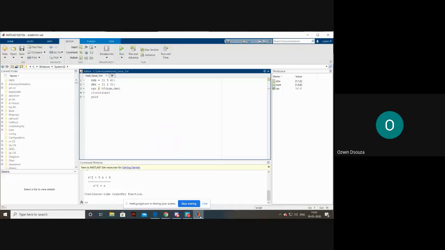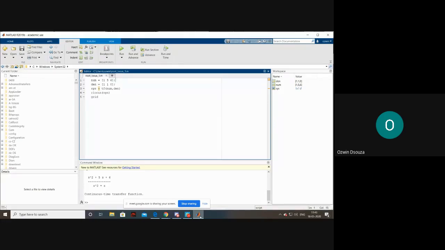So are you able to see the window, the MATLAB window? Can anyone confirm? Sir, yes, fine.